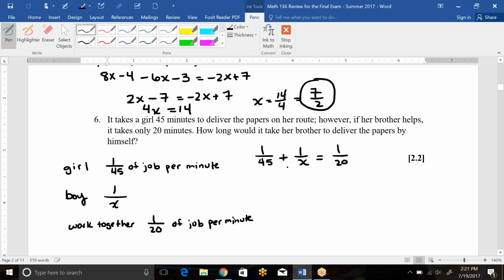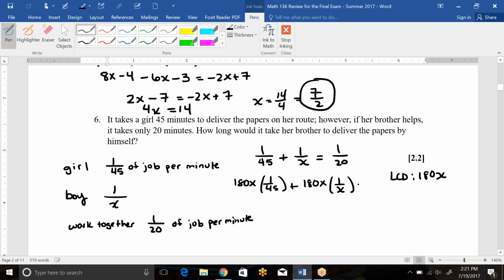We could try to get a common denominator over here, get one fraction and then cross multiply, or we could also try to solve this by multiplying everything by the LCD. The LCD here would be 180x. So if we multiply everything by 180x, let's see what we get.